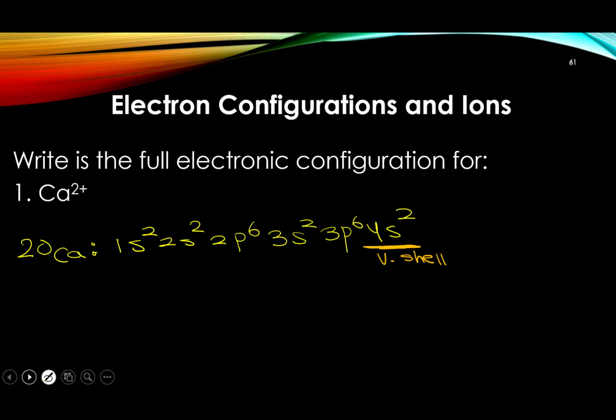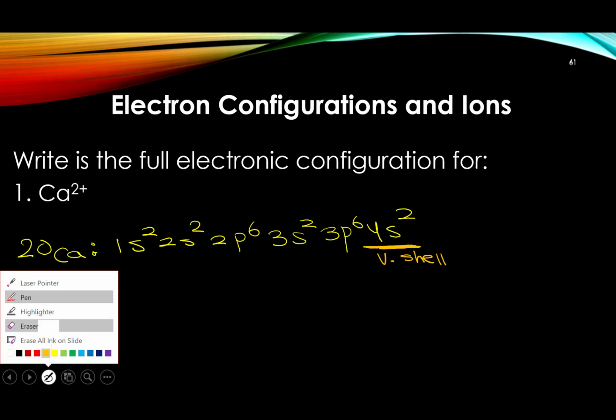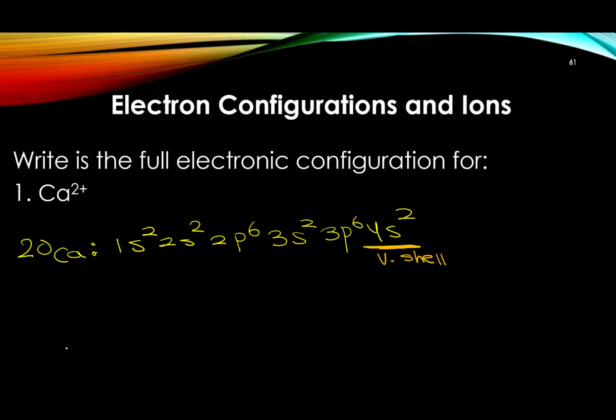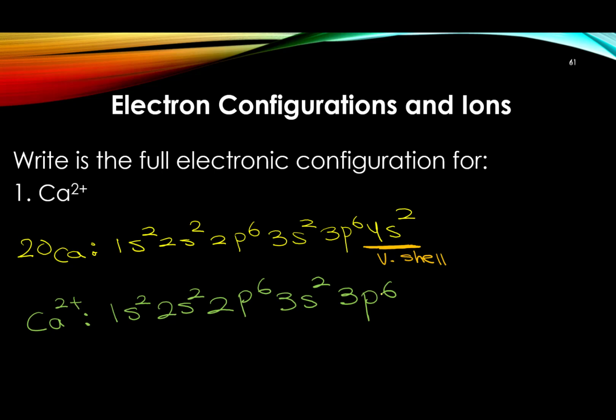Now once you know which one is your valence shell, what you want to do next is write down the electronic configuration for calcium ion. It's going to be 1s2 2s2 2p6 3s2 and 3p6. Because calcium ion is 2 plus, that means we are removing 2 electrons from the valence shell. That's why that's where it's going to go away. This is the electronic configuration for calcium ion.